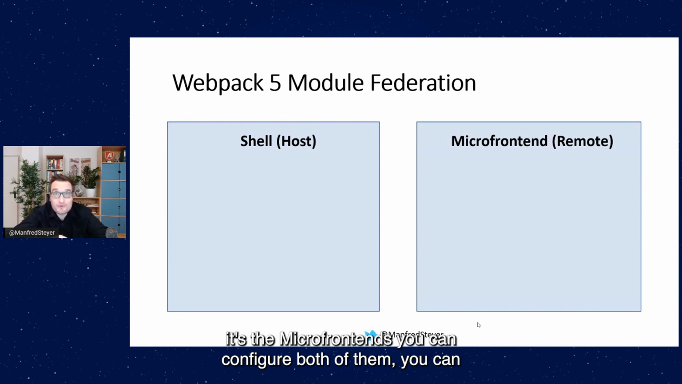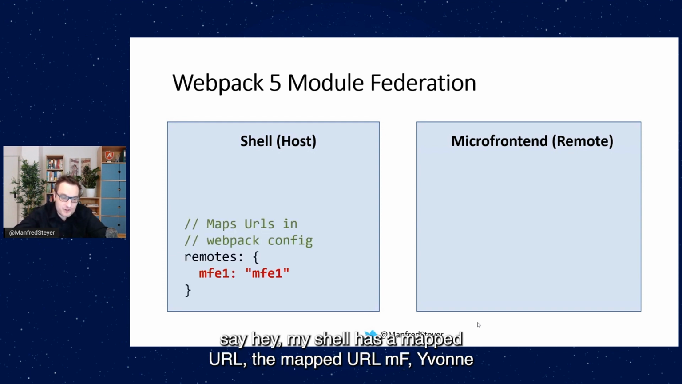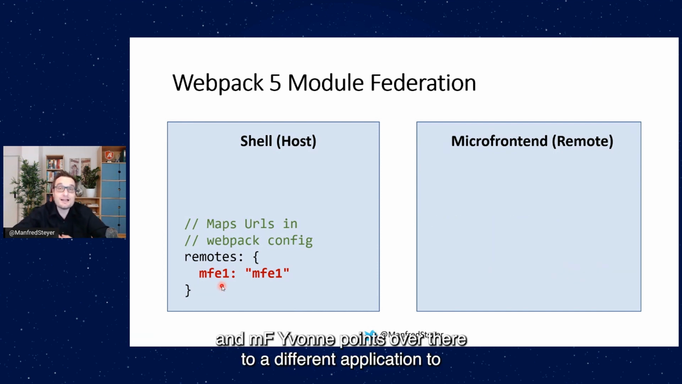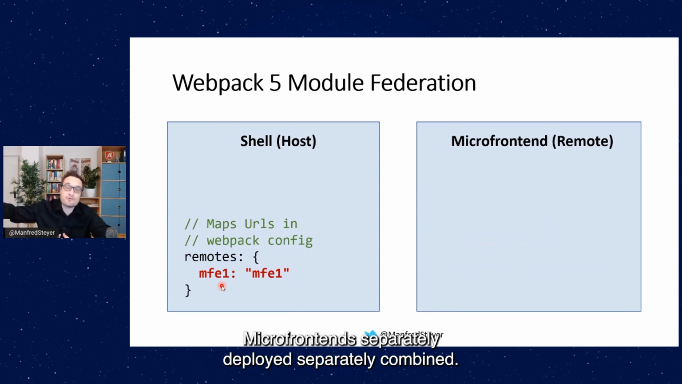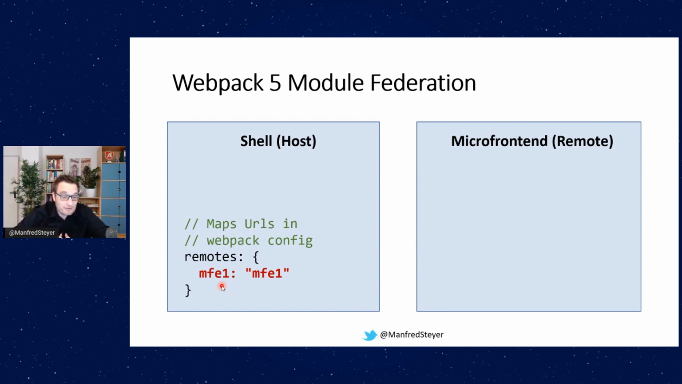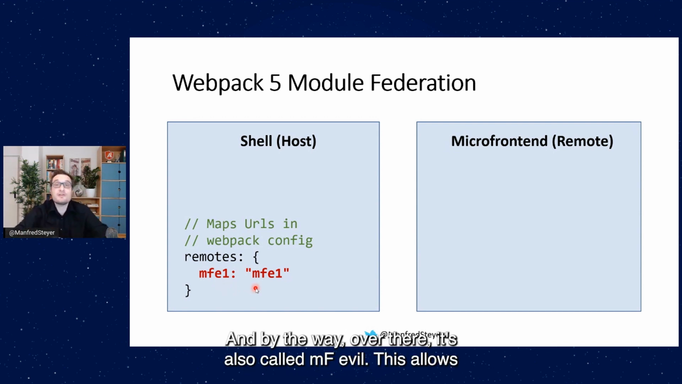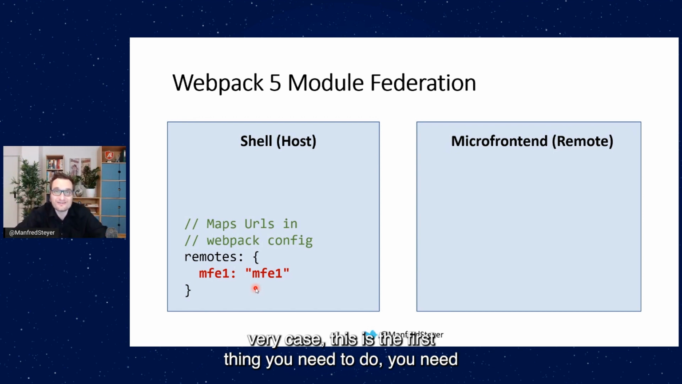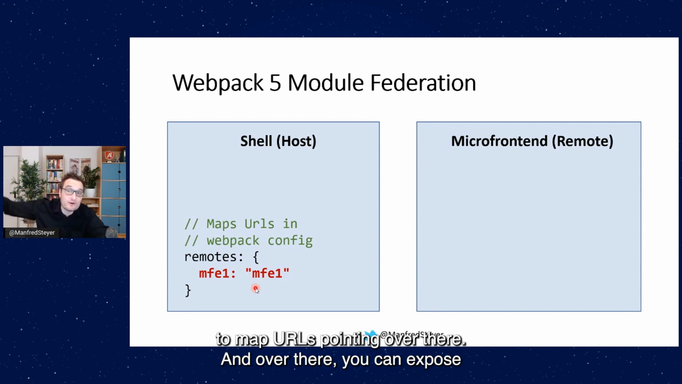You can configure both of them. You can say, hey, my shell has a mapped URL, the mapped URL MFE1, and MFE1 points over there to a different application, to a micro frontend. Separately deployed, separately compiled. And by the way, over there, it's also called MFE1. This allows you to define an alias, or to say the least, a non-alias in this very case. This is the first thing you need to do. You need to map URLs pointing over there.